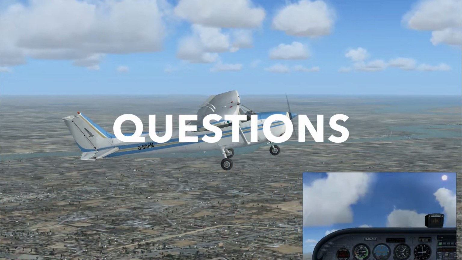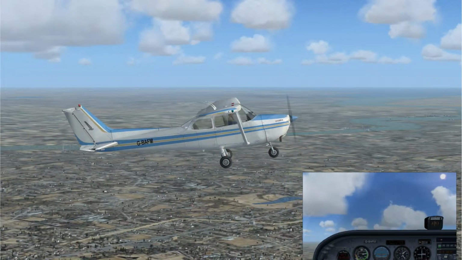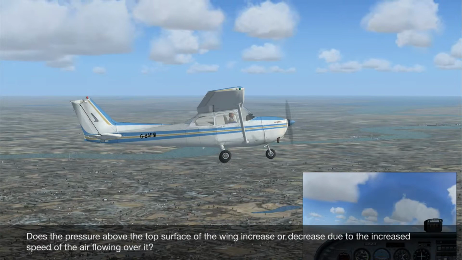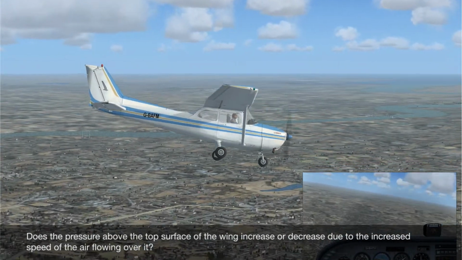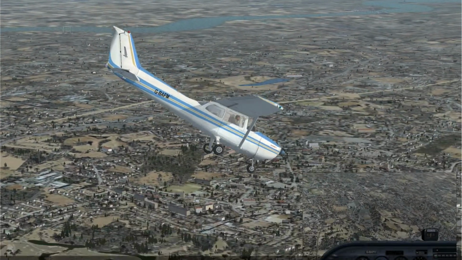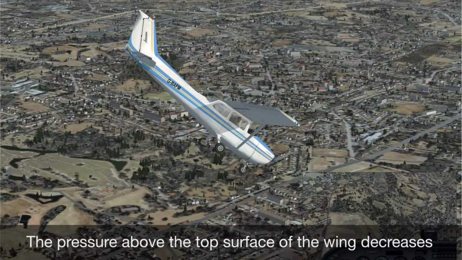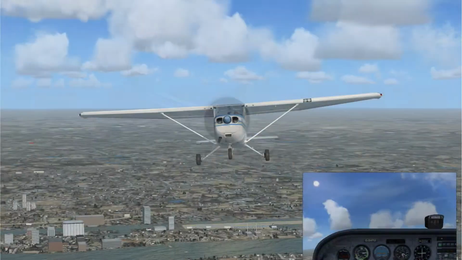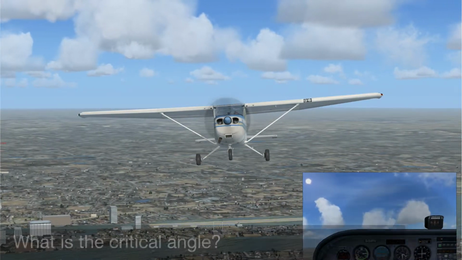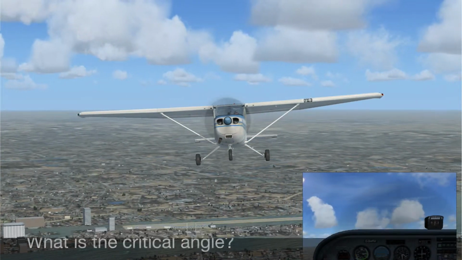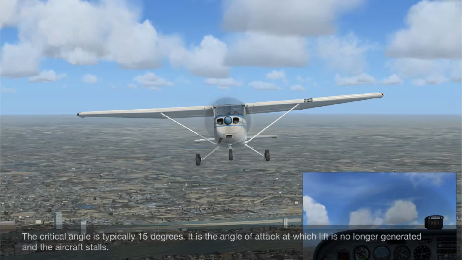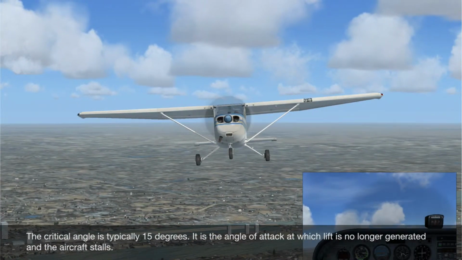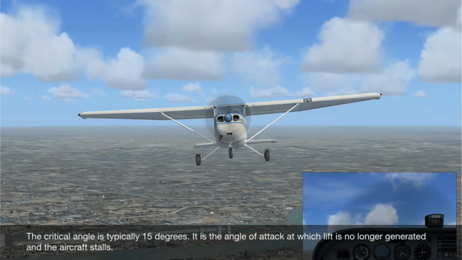Now for some questions to test your knowledge. Question 1. Does the pressure above the surface of the wing increase or decrease due to the increased speed of the air flowing over it? The answer is, the pressure above the top surface of the wing decreases. And question number 2. What is the critical angle? And the answer is, the critical angle is typically 15 degrees. It is the angle of attack at which lift is no longer generated and the aircraft stalls.